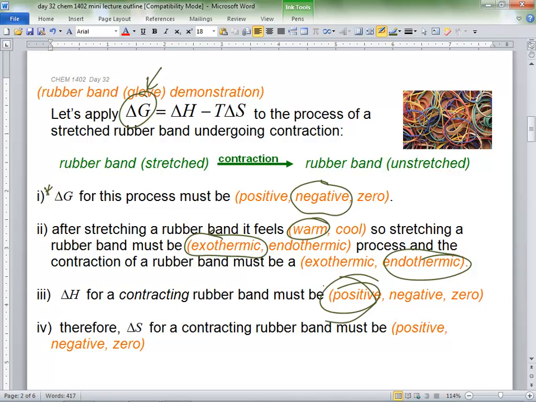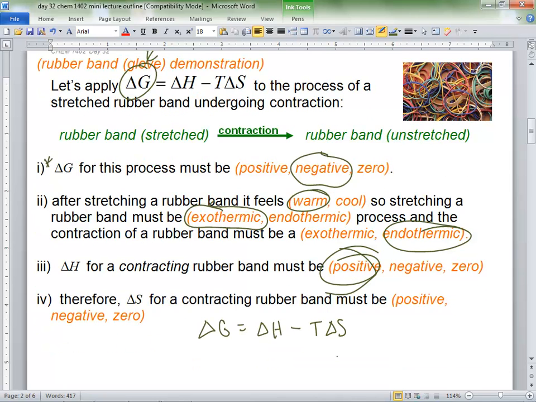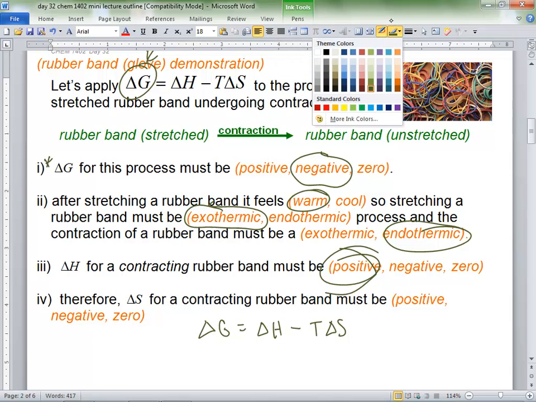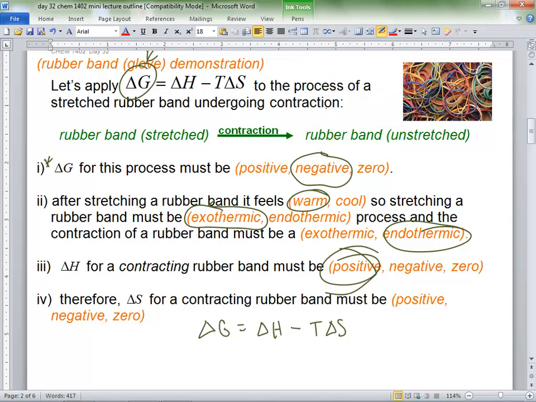How are you going to figure it out? You have to play the game. Delta G is delta H minus what? T delta S. Okay. So, can T ever be negative? No, because it's in what units? Kelvin. Like Celsius can be negative, Fahrenheit can be negative, but Kelvin never can. So T is always positive. Okay, the question is this delta S. Now, we said delta G is what for this process? And this process is a contracting rubber band. We said it was negative.